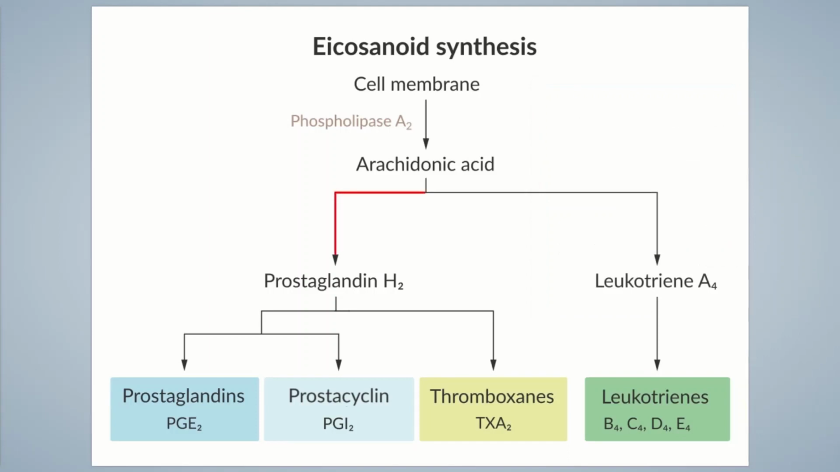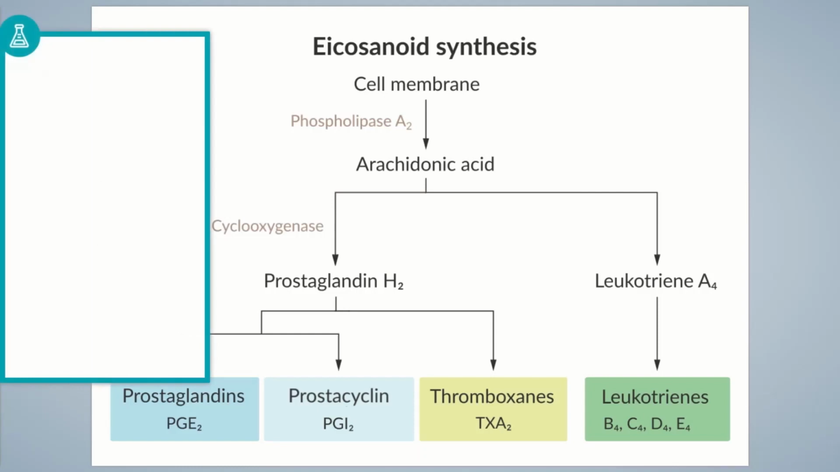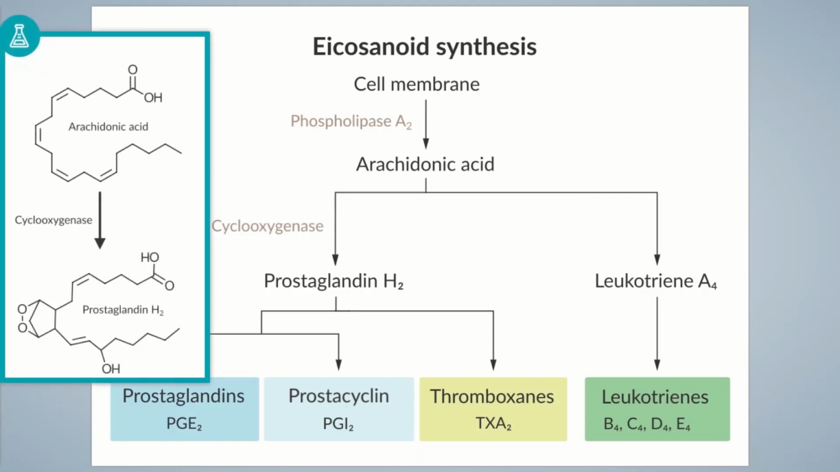The released arachidonic acid is converted to prostaglandin H2. The key enzyme involved in this conversion is cyclooxygenase. Let's explore the reaction in more detail to understand the origin of the name cyclooxygenase. The prefix cyclo indicates that the enzyme cyclizes arachidonic acid. That is, it converts part of the molecule to a closed ring. In its function as an oxygenase, it incorporates oxygen into the molecule.